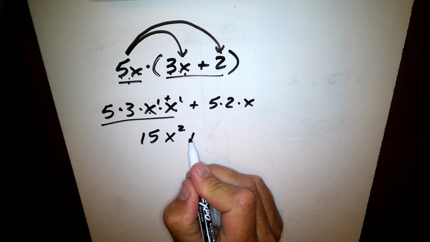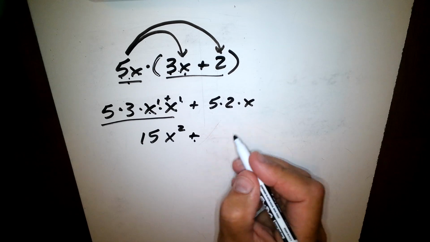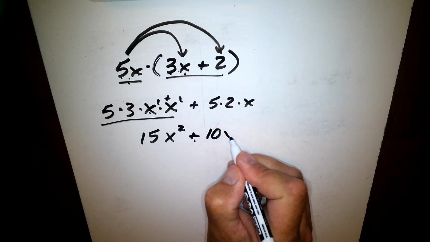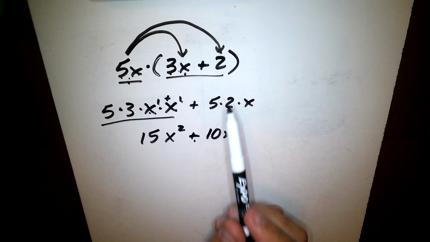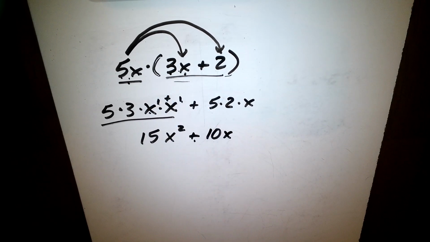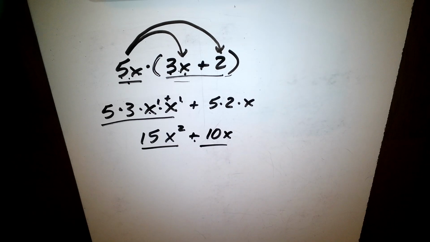Okay, here we get now the same operation, which was addition. 5 times 2 is 10 times x. So we've now distributed that 5x inside the parentheses. And we end up with 15x squared plus 10x.